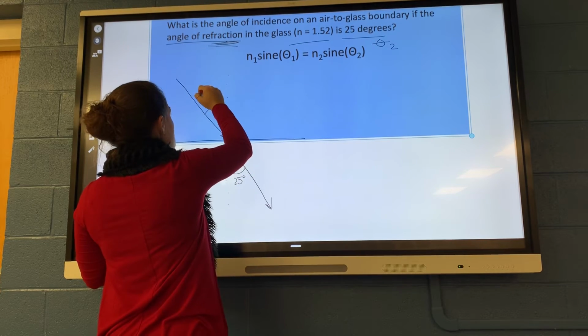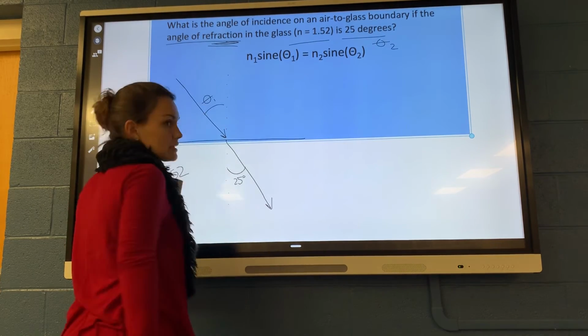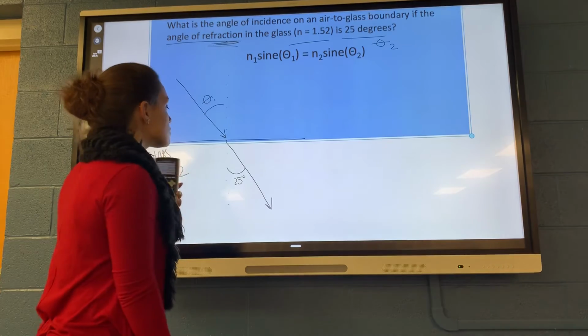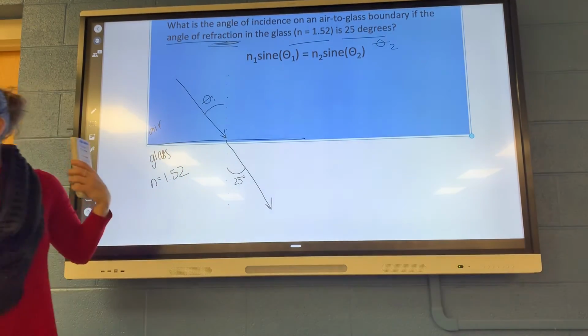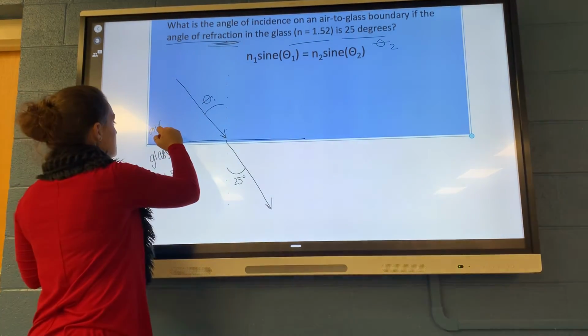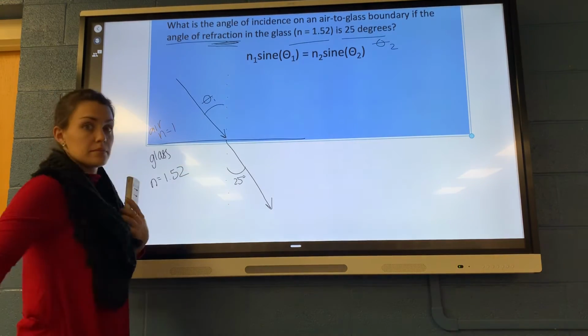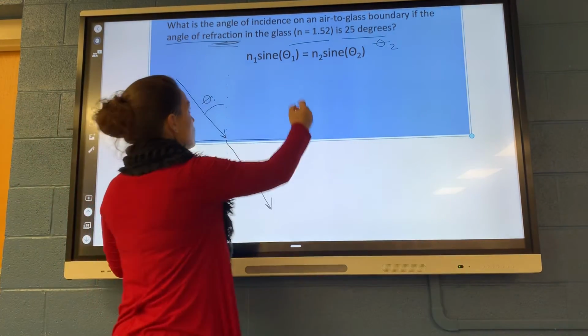I want to know the angle of incidence. So I need my n value for air, which we can look up in our reference table, and n equals 1.